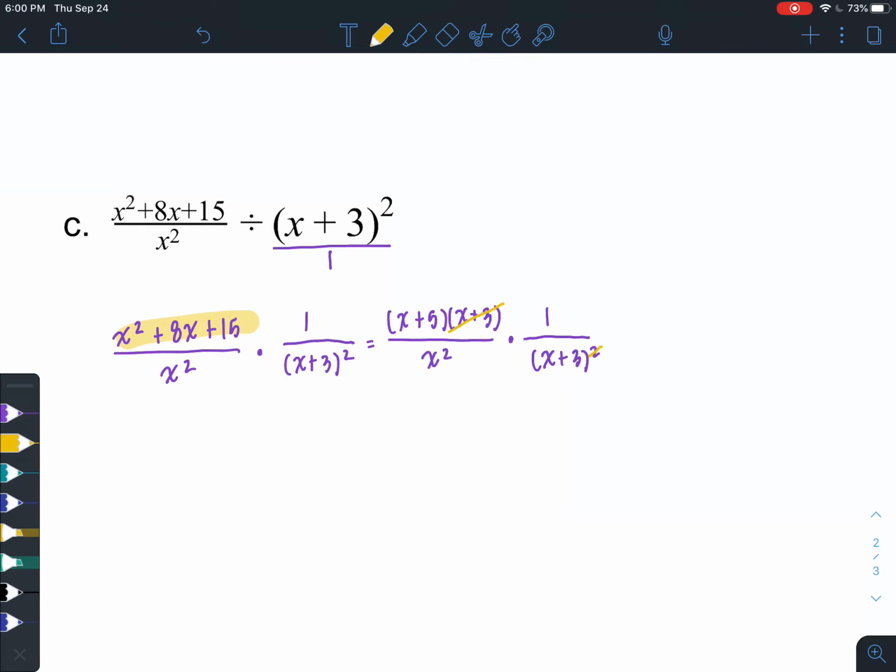This is going to cancel with that, and then I'm going to multiply straight across, so I get (x plus 5) over x squared times (x plus 3). Nothing else is going to cancel, and we don't want to multiply that out because then we are resetting something, and this is actually the best form to have it in.